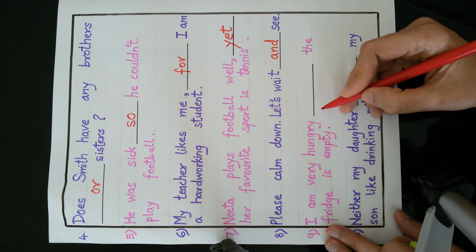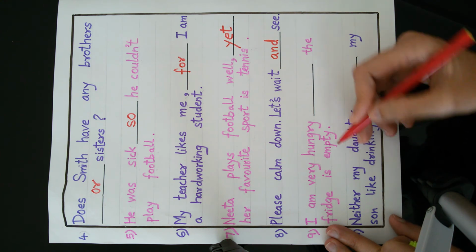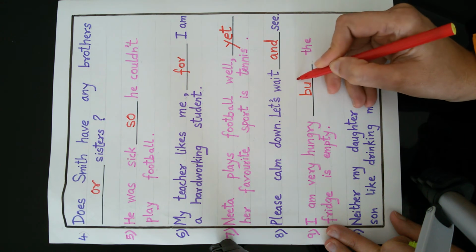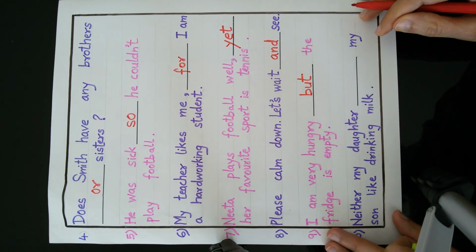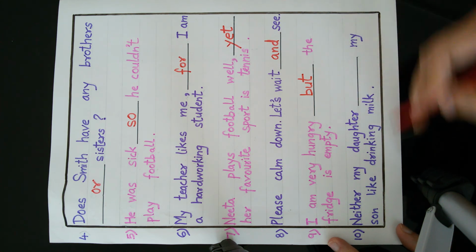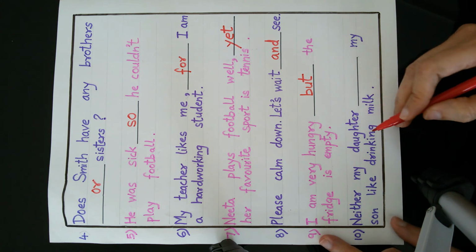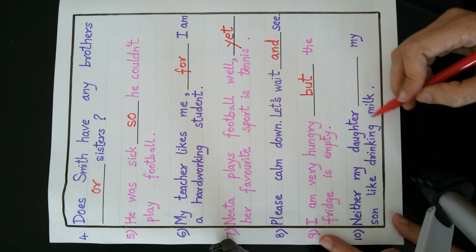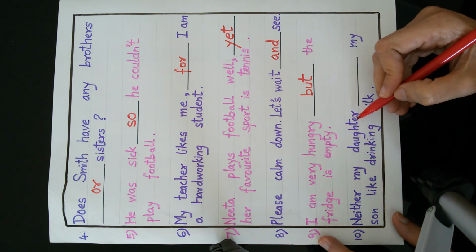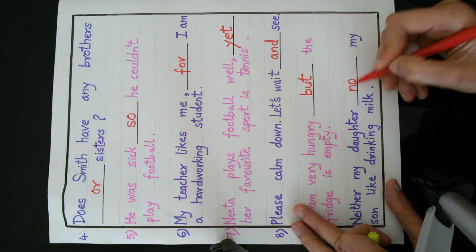I am very hungry. The fridge is empty. Again, 2 opposite ideas. I am very hungry, but the fridge is empty. Neither my daughter, dash, my son like drinking milk. Again, we have 2 negative ideas, and when we have 2 negative ideas, we use the word nor. Neither my daughter nor my son likes drinking milk.